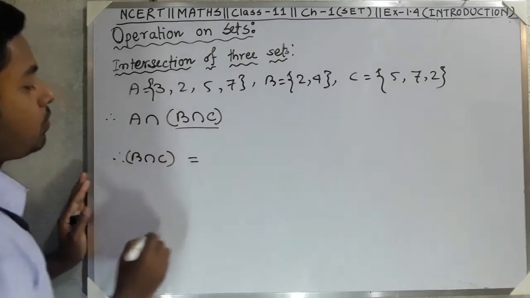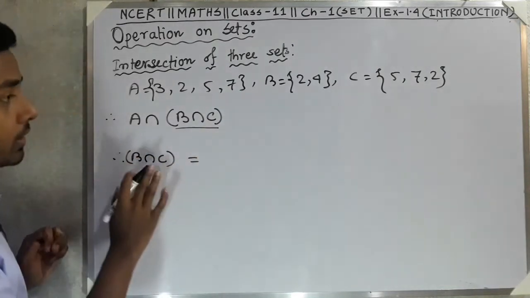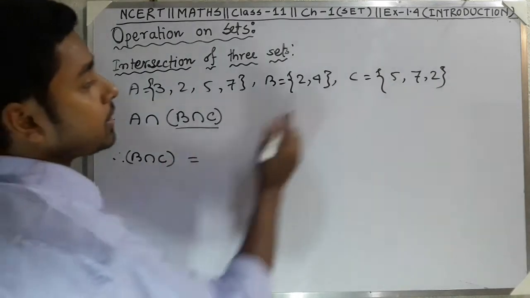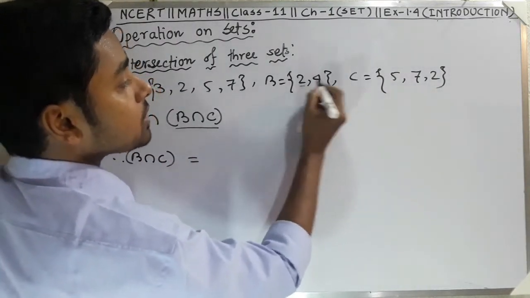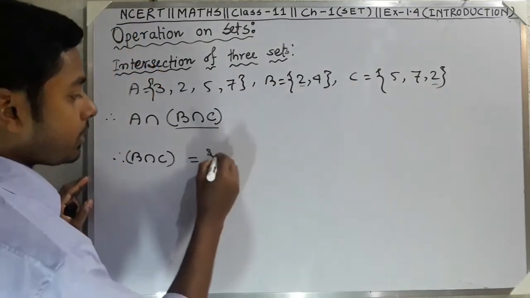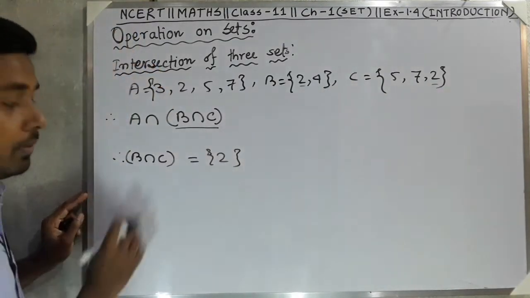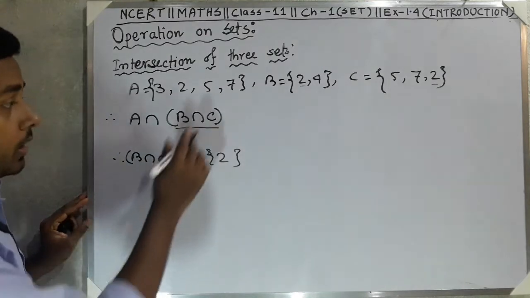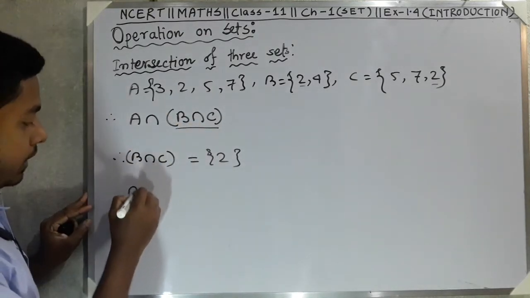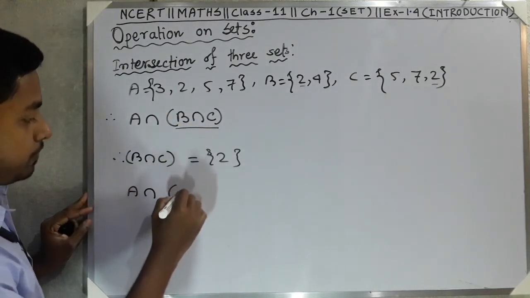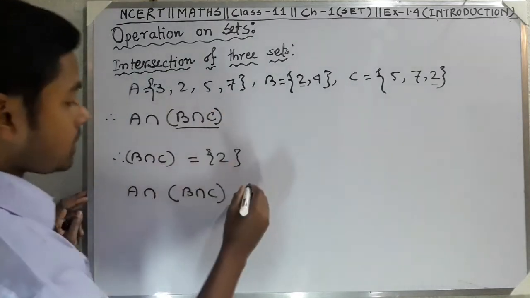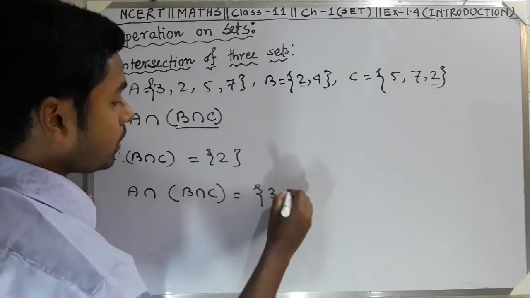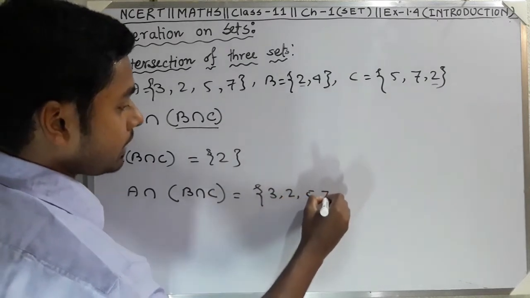What are the common points of B intersection C? If B is equals to this one, C is equals to this one, what are the common points? 2 only. So we can write B intersection C is 2. Now we have to write A intersection B intersection C. Now A is equals to what set? A is equals to 3, 2, 5 and 7.